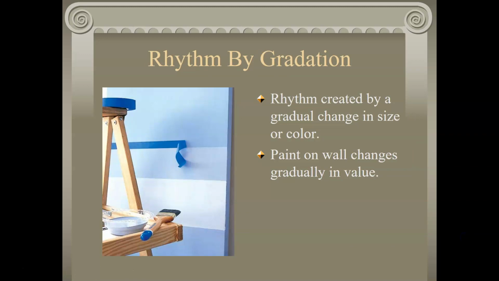Rhythm by gradation. Rhythm created by gradual change in size or color. So paint on the wall changes gradually in value. So as you can see here, you have a color, and then it goes lighter, and then lighter, and then back to the color.